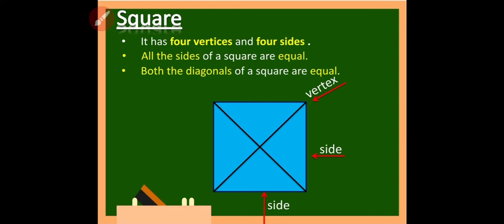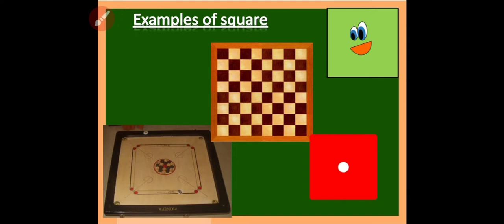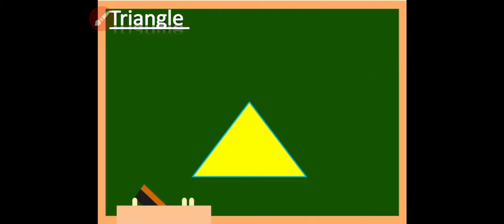And one more thing, both the diagonals of a square are equal. Yes, in rectangle also the diagonals are of equal length, and in square also the diagonals are of equal length. Now what are some examples of square? See, your carom board, your chess board, your dice, the surface of a dice, isn't it looks like a square. These are few examples of square, and many more you can find out at your home.